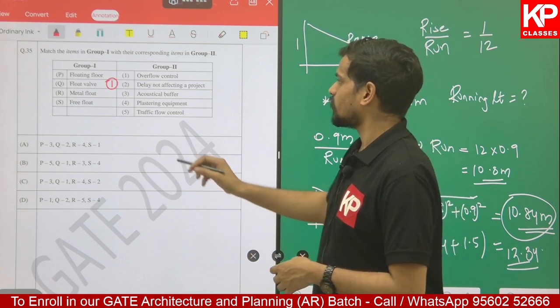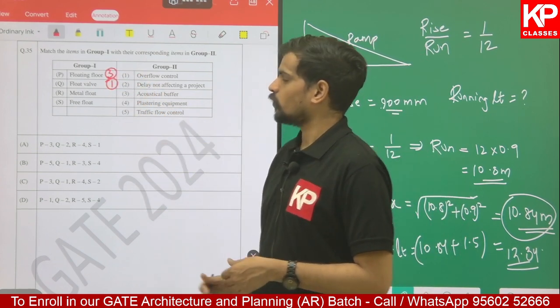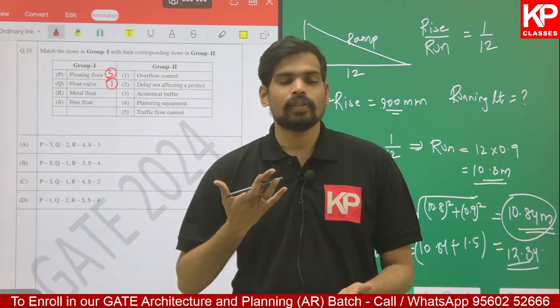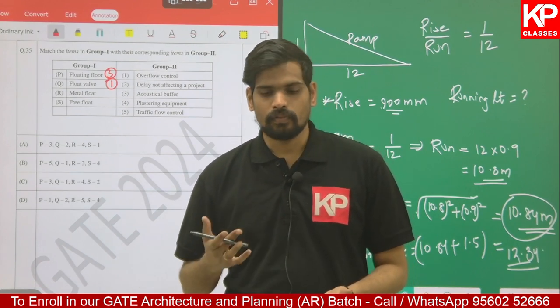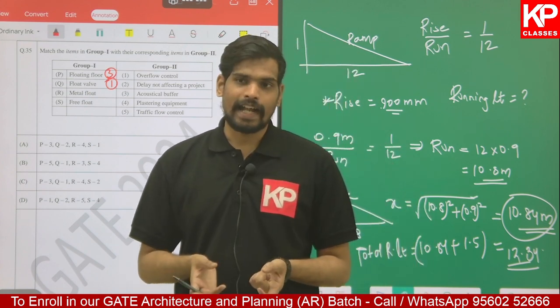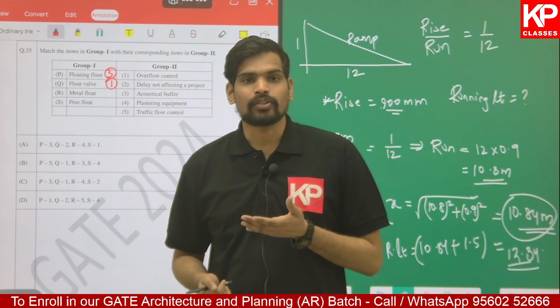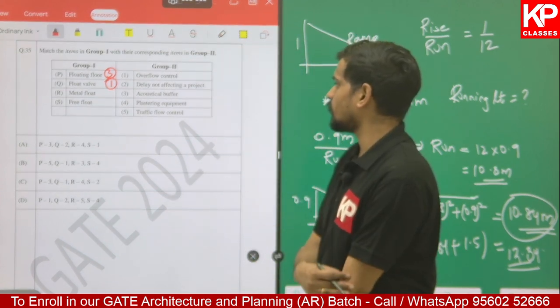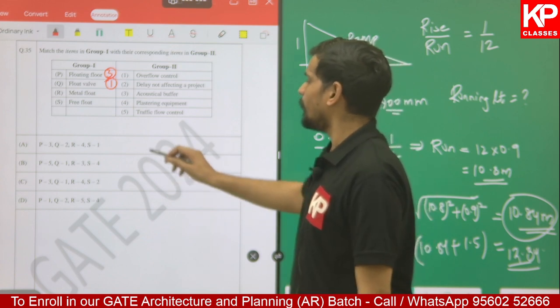Floating floor is used as an acoustical buffer. Floating floor is nothing but, in floorings, a way to isolate the vibrations particularly. You have a floating floor, a second floating level, typically with an air gap so that the vibrations do not pass through the building components. That's used as an acoustical buffer. Floating floor is a term related to acoustical buffer.